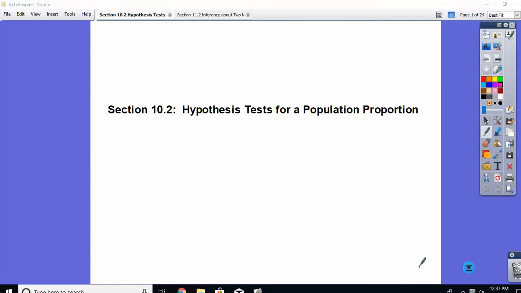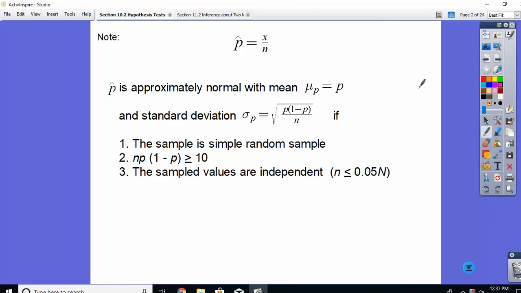Okay. So what we're going to start doing now is actually getting into the hypothesis testing itself. Not just talking about what it means, but actually doing it. The first things on here are some things that we already know because we're talking about a lot of the same variables that we've already done.